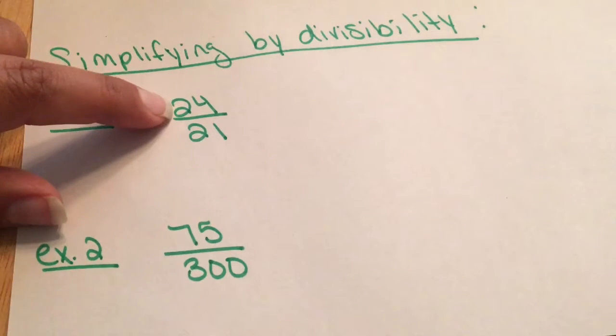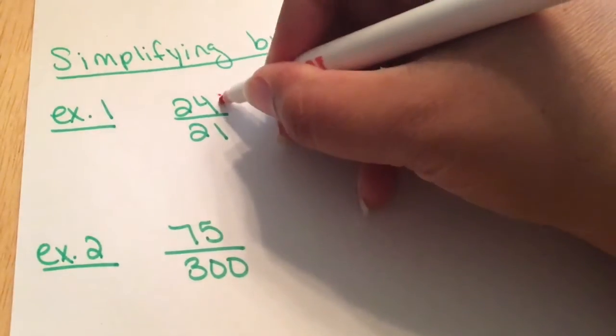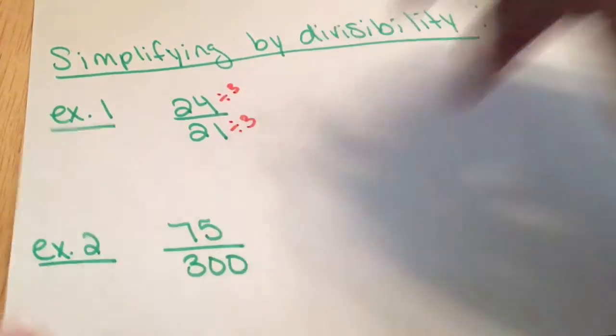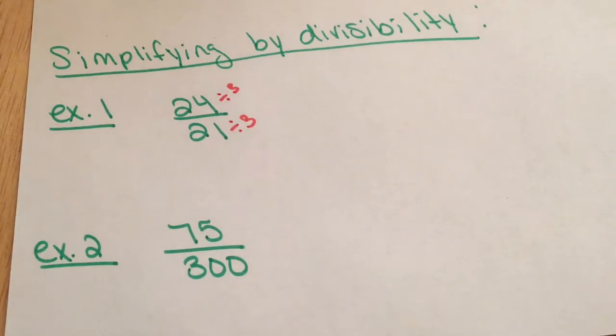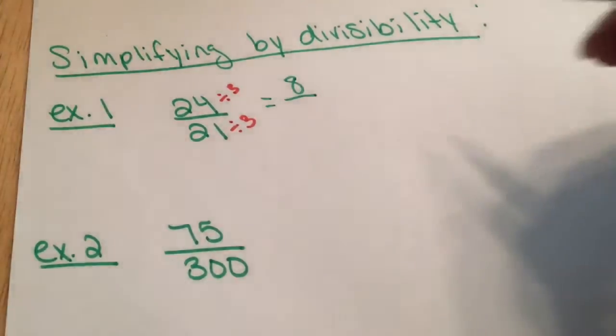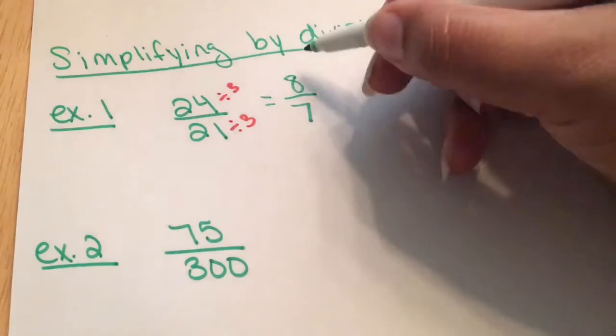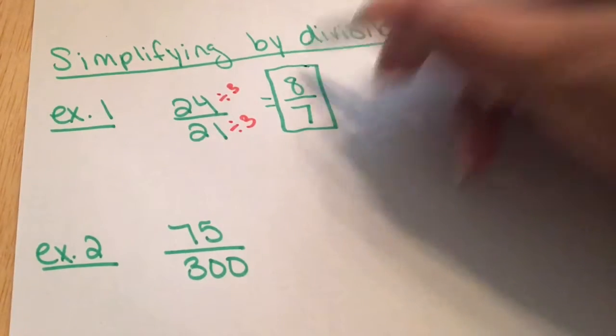If I think about 24 and 21, is there a number that I can divide both of them by? Hopefully we get the number 3. So I'm going to divide both of these by 3. 24 divided by 3 is going to be 8. 21 divided by 3 is going to be 7. Now I'm going to look at the numbers 8 and 7. Is there any number that I can divide both 8 and 7 by aside from 1? Since there's not, I'm going to go ahead and say that this is our simplest form.